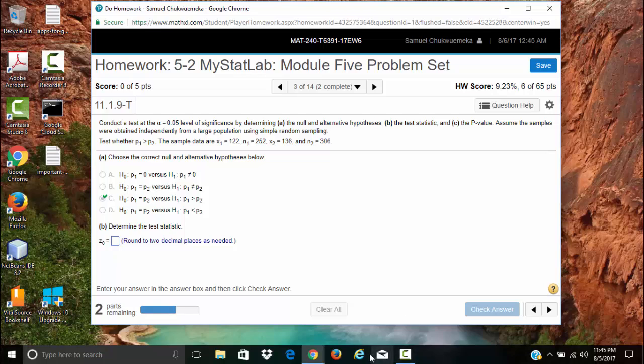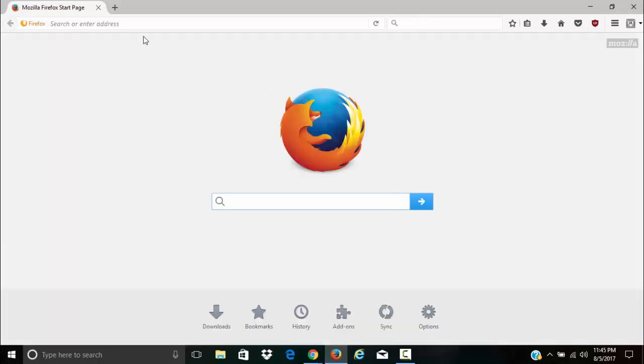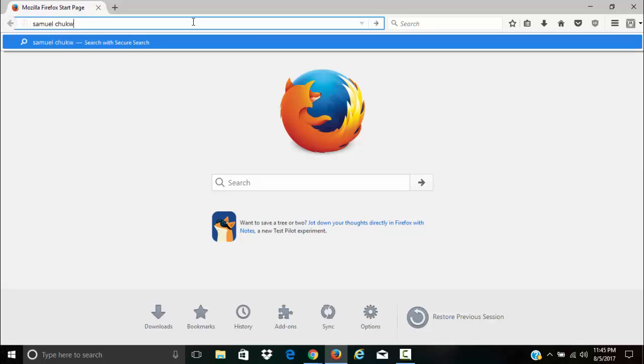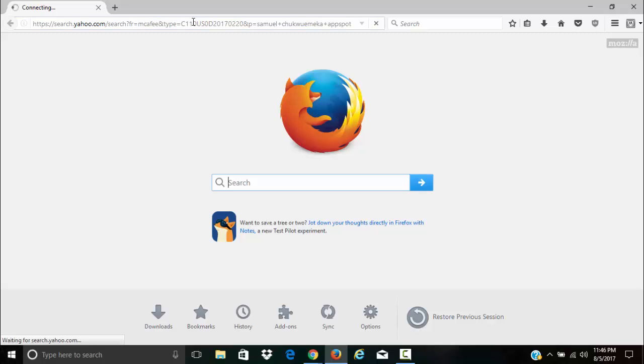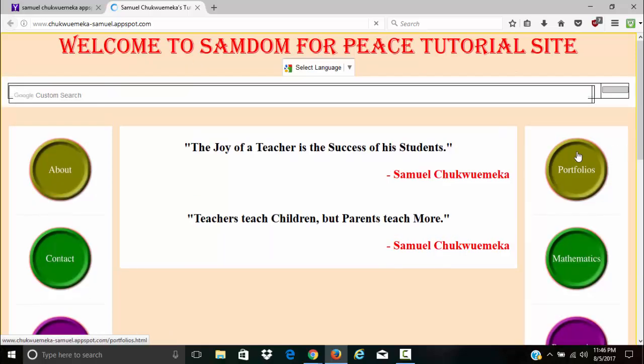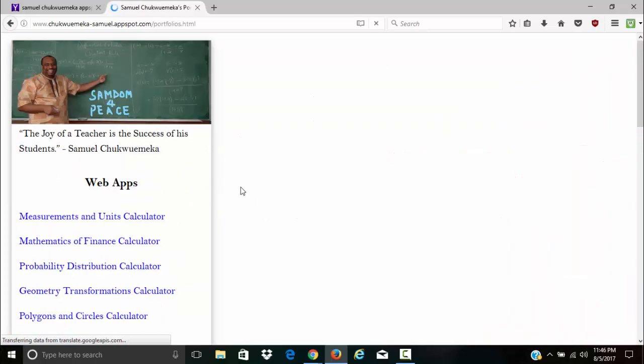Determine the test statistic. I will do this with my calculator, and then we will do it with StatCrunch. So just type in my name, Samuel Chukwuemeka AppSpot. Let's use the mobile-friendly site. Portfolios. You can also get this in statistics resources. And then hypothesis testing calculator.